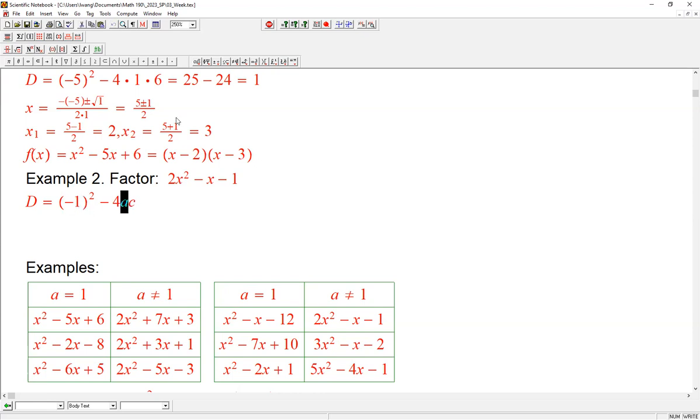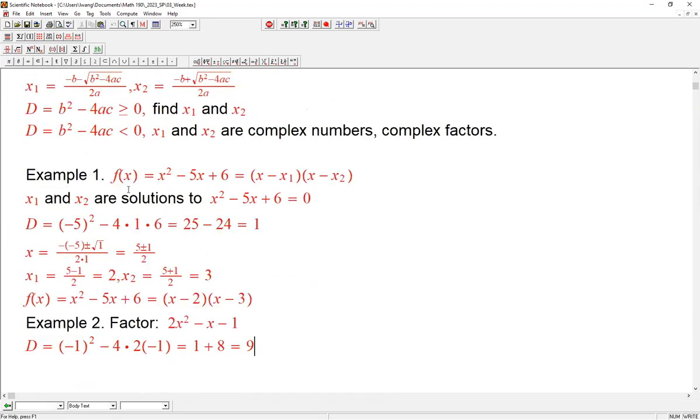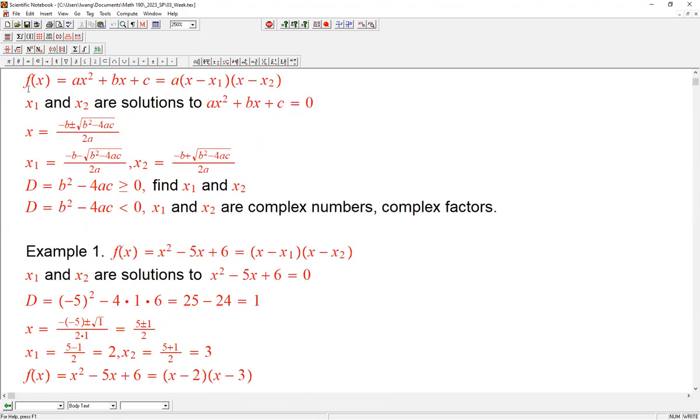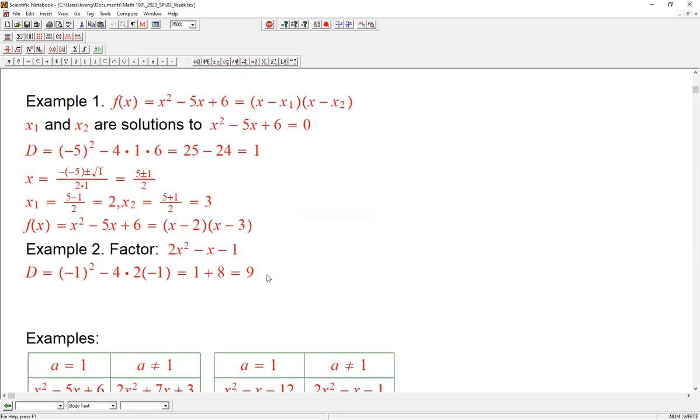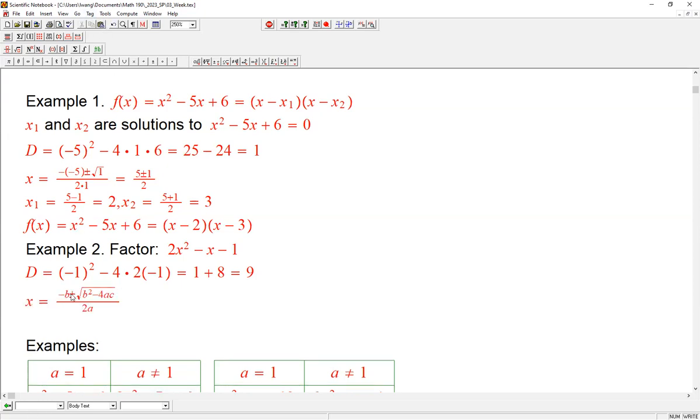A is 2. C is -1. So we get 1 plus 8 equals 9. Okay, and then we're going to bring that to the quadratic formula, right? 9 is greater than 0, so we know that we're going to have 2 real factors. B is -1, so B is replaced by -1.